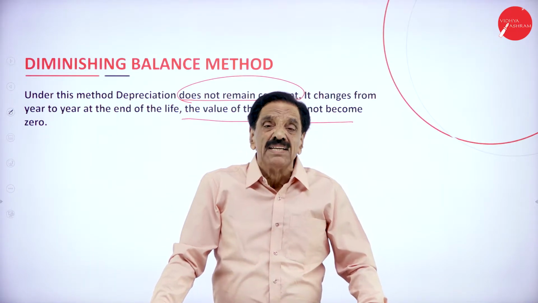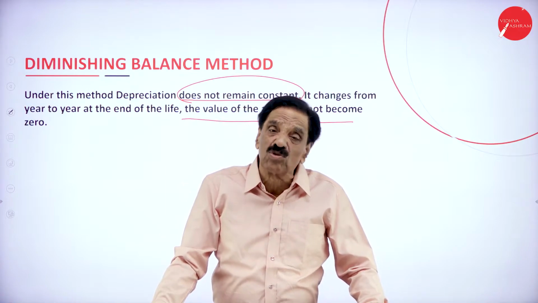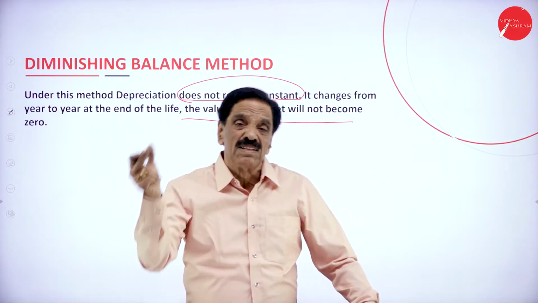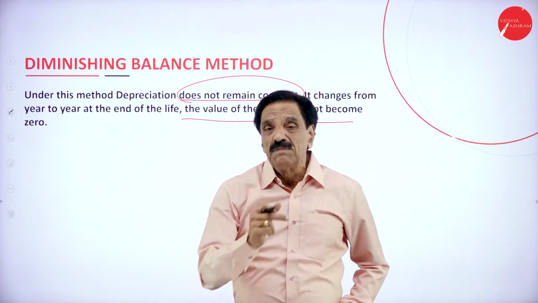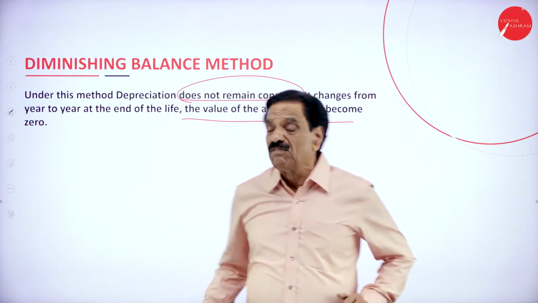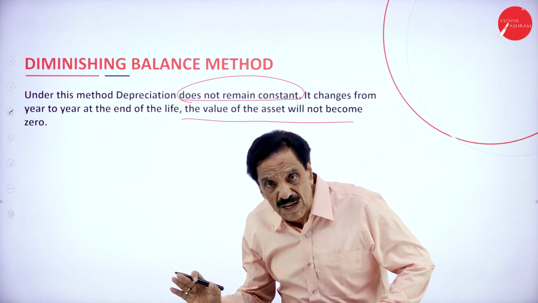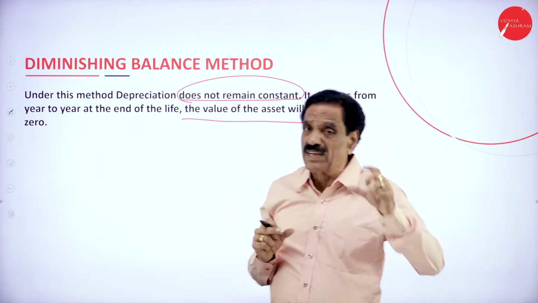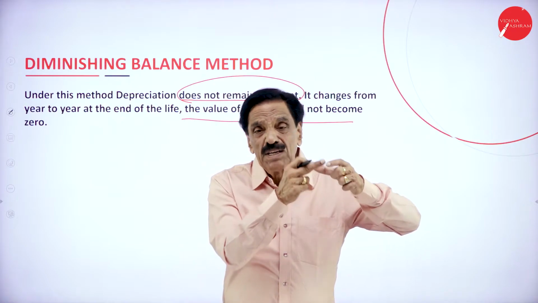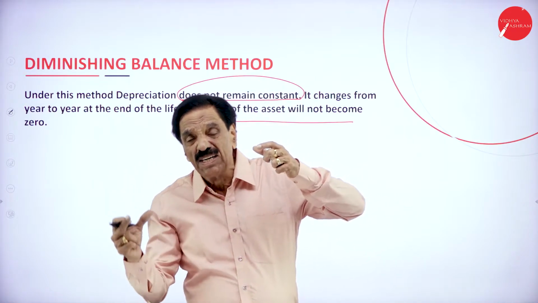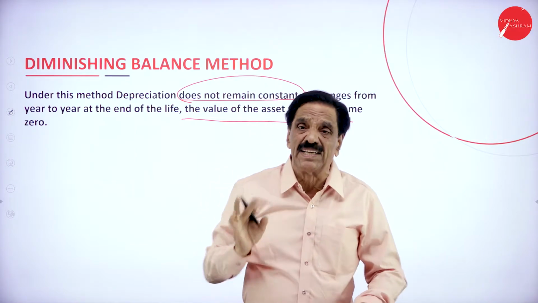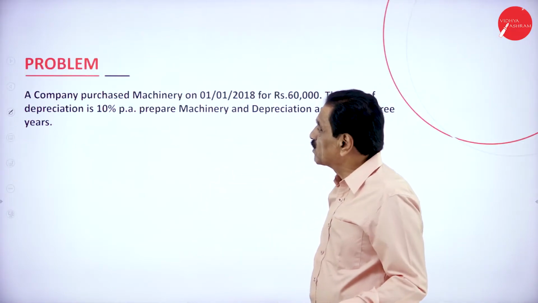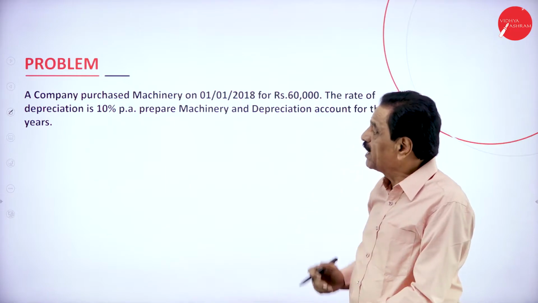What is the straight line method? Under this method, depreciation remains constant throughout the life. At the end of the life, the value of the asset becomes zero. Under the reducing balance method, depreciation does not remain constant and the value of the asset will not become zero. It goes on changing from year to year, whereas in the original cost method, depreciation remains constant. Then we move on. A small problem is going to be explained.